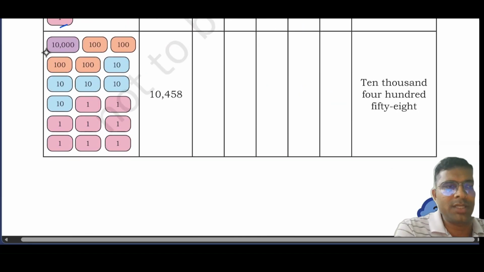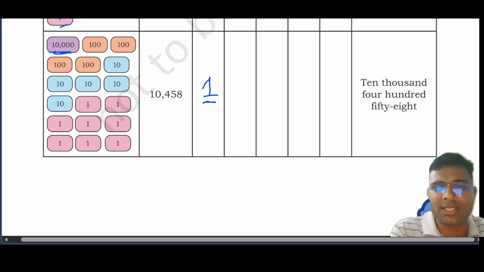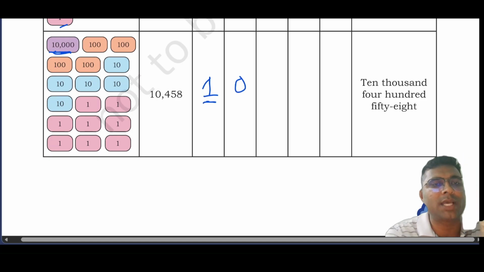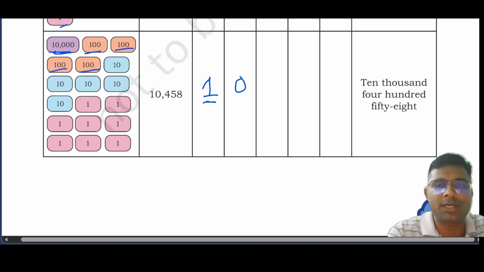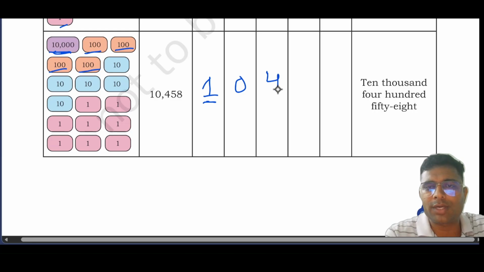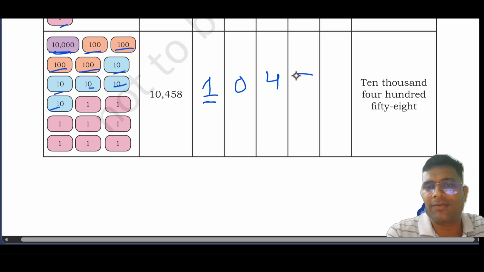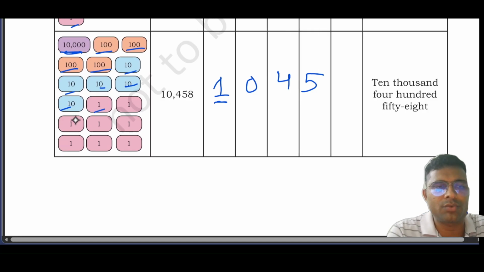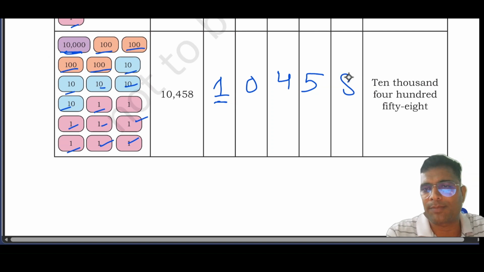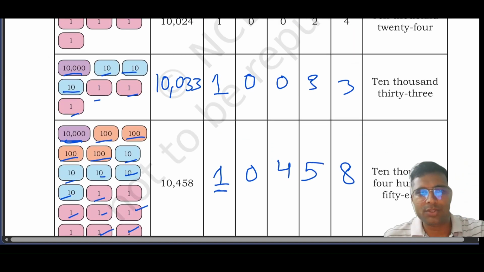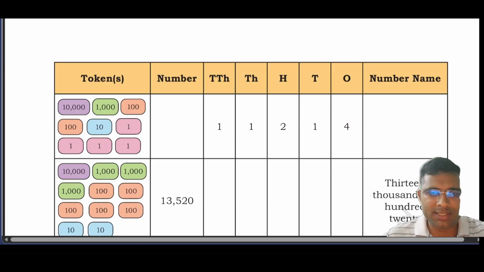You can see here how many 10,000 are there. There is 1 ten thousand. How many thousands are there? There are 0 thousands. How many hundreds are there? 100, 200, 300, 400. So total 400 are there. How many tens are there? 1, 2, 3, 4, 5. 5 tens are there. How many ones are there? 1, 2, 3, 4, 5, 6, 7, 8. So 8. Okay, after this, come to the next page.